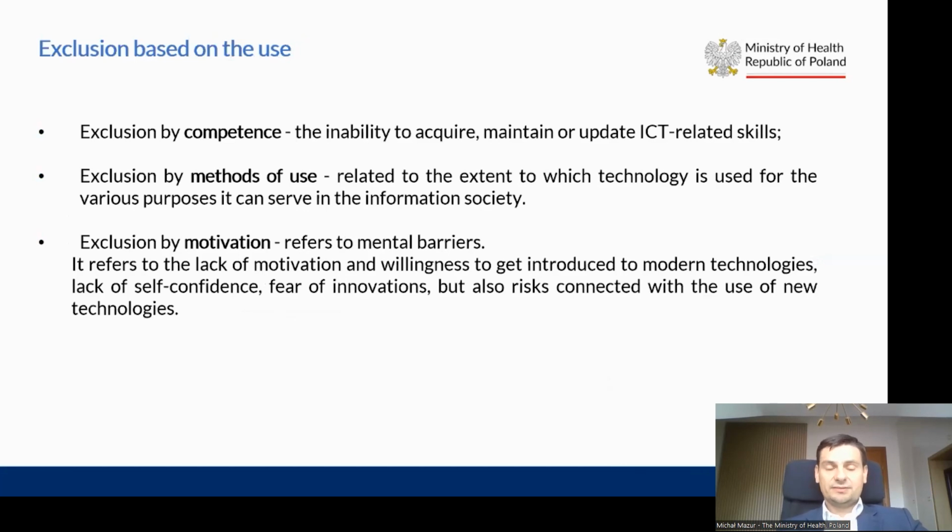And the second type of exclusion is based on use. Exclusion by competence, the inability to acquire, maintain, or update ICT-related skills. Exclusion by methods of use, related to the extent to which technology is used for the various purposes it can serve in the information society.